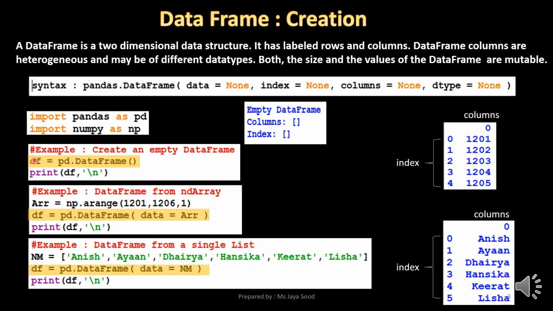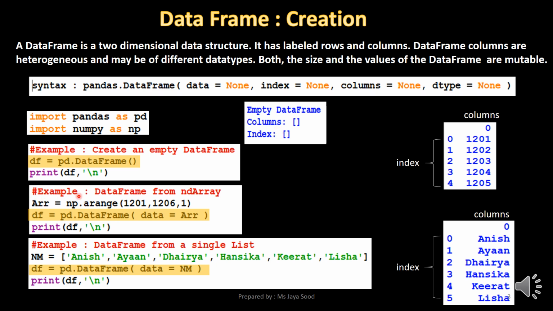In the first example, we are creating an empty data frame. df is a data frame object which is created by invoking the constructor method without any arguments. You may see here in the output that both the columns and the index lists are empty.